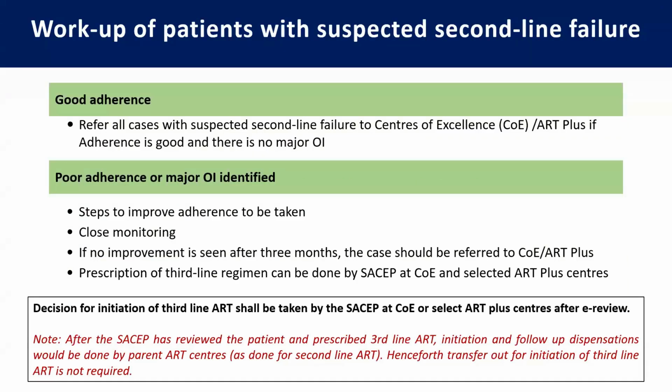Workup of patients with suspected second line failure. Good adherence, so these are referred to SACEP or ART plus. Poor adherence, we have to do steps to improve adherence, close monitoring. And if no improvement is seen after 3 months, it should be again referred to COE or ART plus.